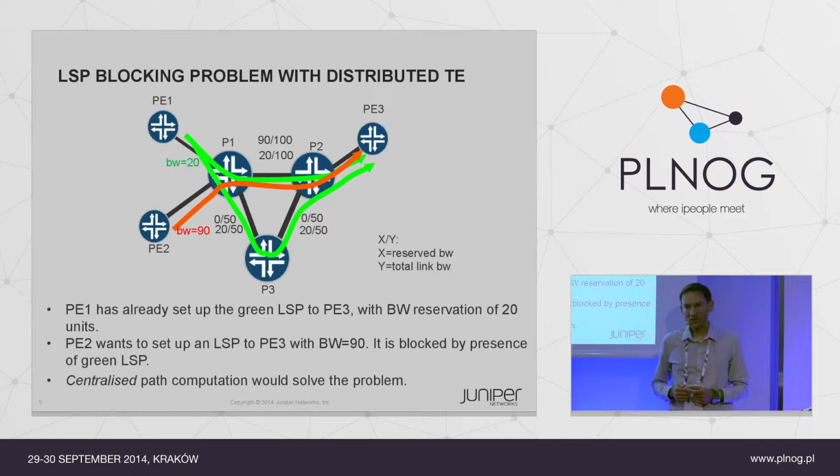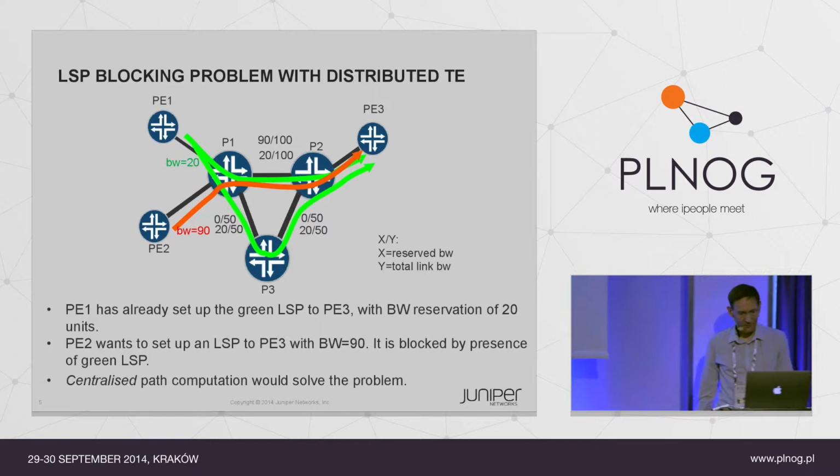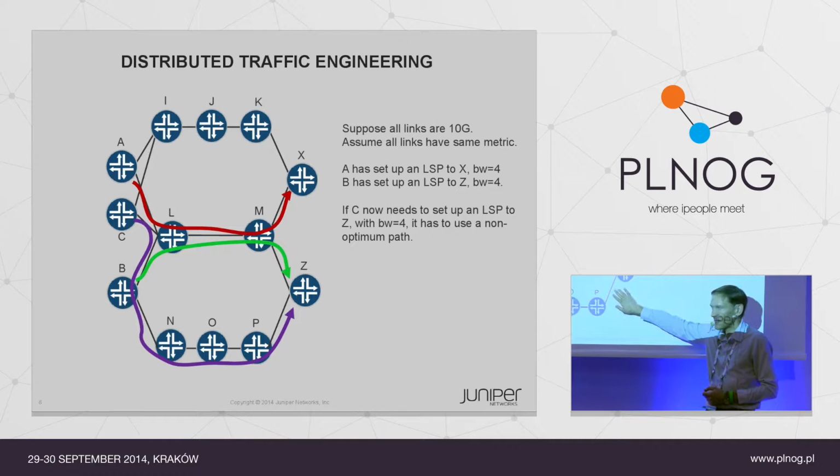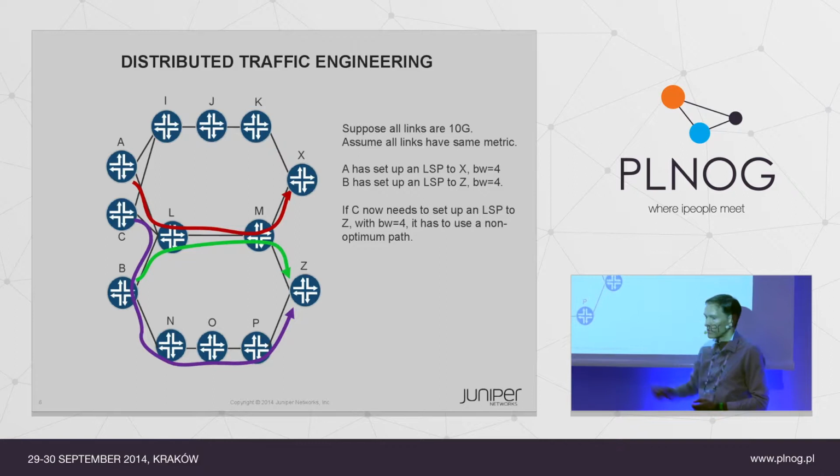But there are more subtle effects where, with distributed traffic engineering, the set of LSPs, globally speaking, are not optimum. And we can have a look at an example now to illustrate that. So suppose we have this network here, and all of the links in this network have 10 gigs of bandwidth availability. They're all 10 gig links. And let's suppose all the IGP metrics are equal on each of the links to keep the example simple.